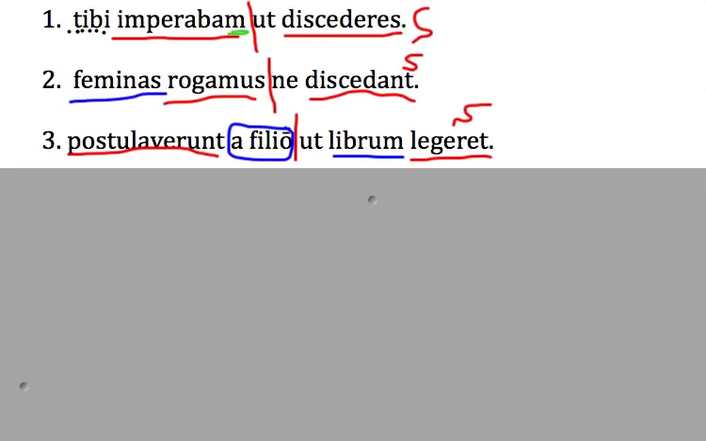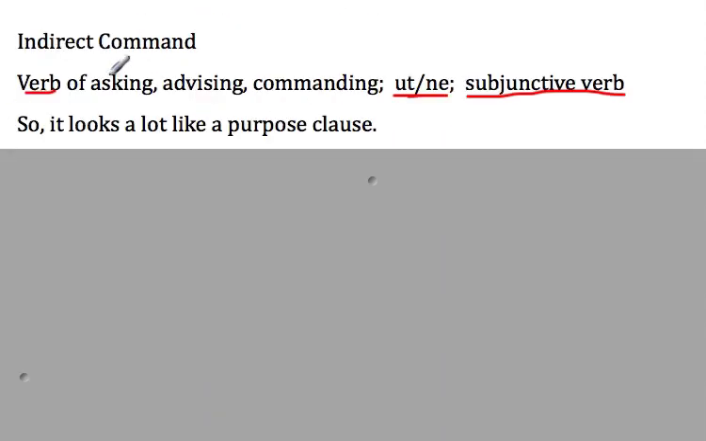I ordered you. Why did you order me? Well, it's more like, what did you order me? I ordered you to leave. We asked the women. Why did we ask the women? No, what did we ask the women? We asked the women not to leave. Okay, so these do not really technically answer the question why. Alright, so there's an indirect command. A verb of asking, advising, commanding, an ut or a ne, and a subjunctive verb. They will look like purpose clauses, but they are not translated exactly like purpose clauses.